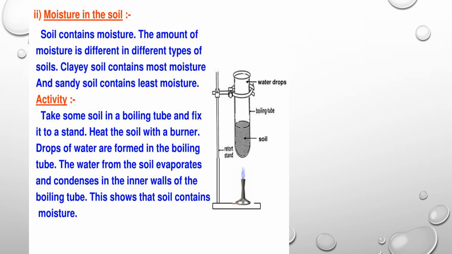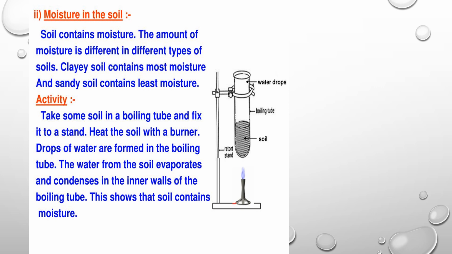Then this experiment, what has been given? You take a boiling test tube, add a little soil, and fix it in a stand. Then heat the soil with a burner. Drops of water are formed in the boiling tube. The water from the soil evaporates and then condenses on the inner walls of the boiling tube. So this shows that soil contains moisture. I hope you understand.